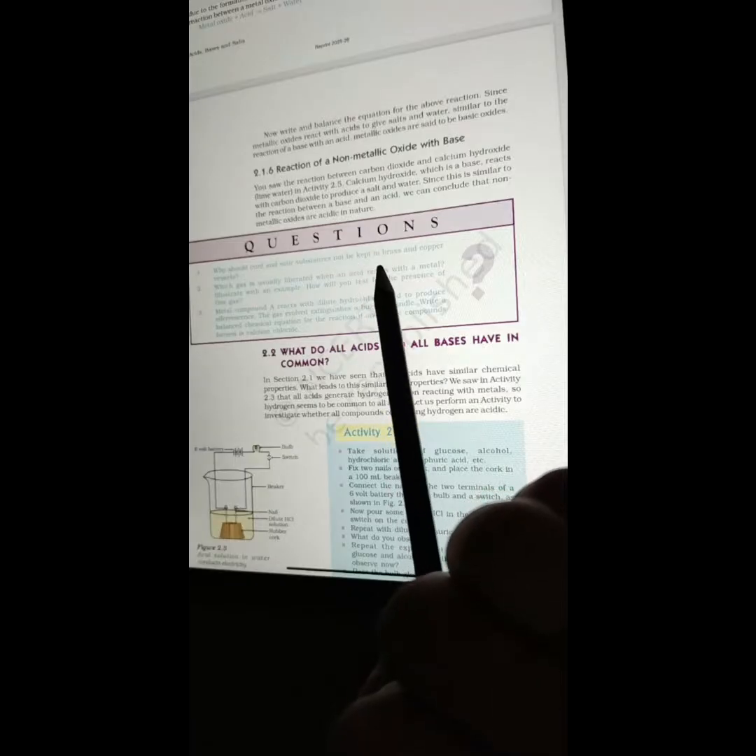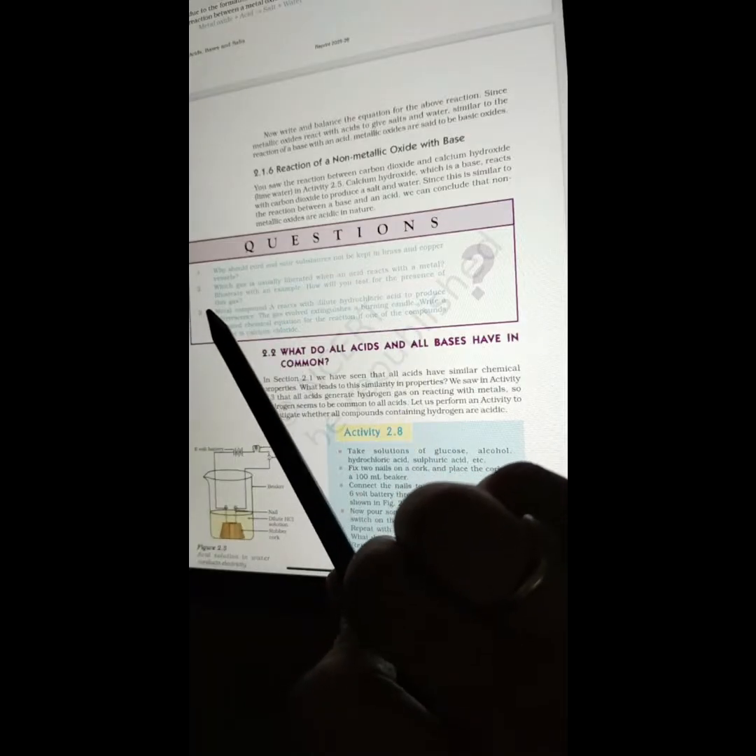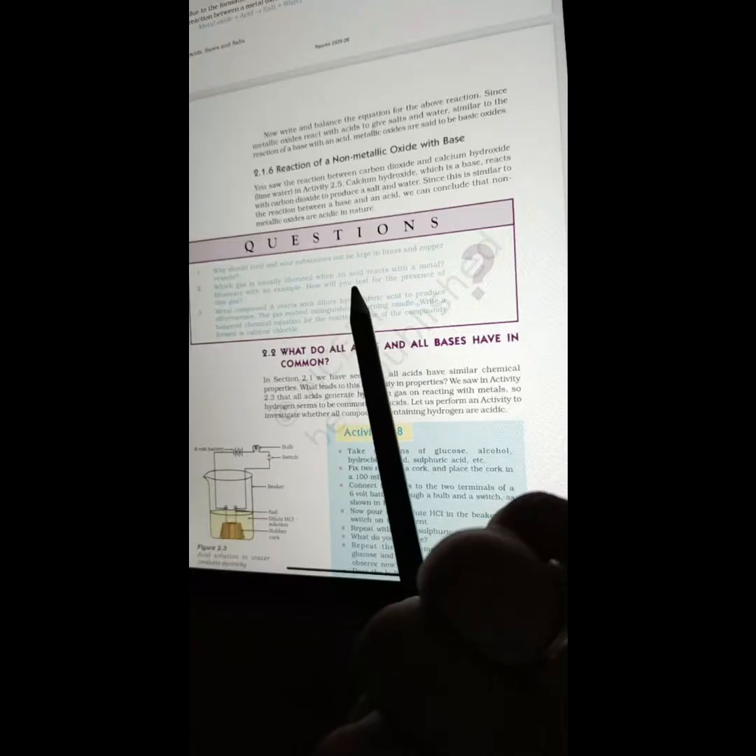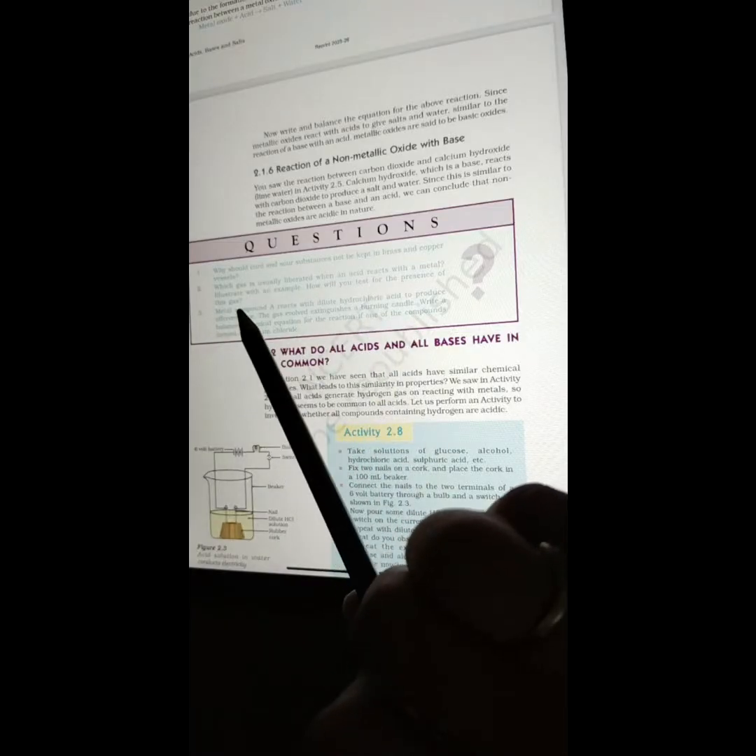We'll be reading one by one. Question number one: why should curd and sour substances not be kept in brass and copper vessels? Two: which gas is usually liberated when an acid reacts with a metal? Illustrate with an example. How will you test for the presence of this gas? Three: metal compound A reacts with dilute hydrochloric acid to produce effervescence. The gas evolved extinguishes a burning candle. Write a balanced chemical equation for the reaction if one of the compounds formed is calcium chloride.